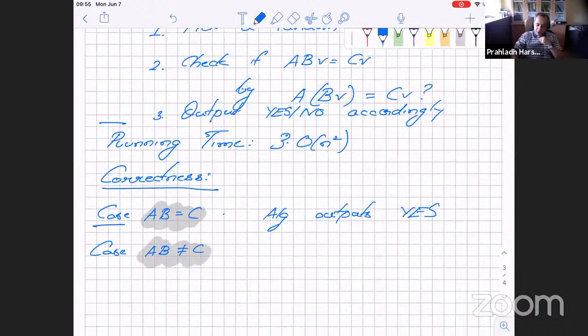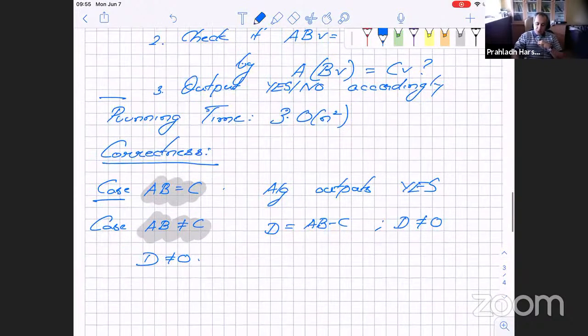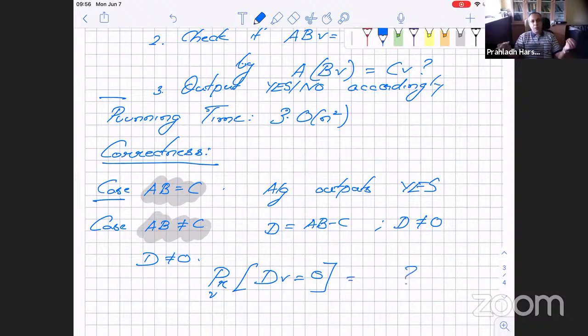So in particular, if you look at this matrix D equals AB minus C, this matrix D is not the zero matrix. It's not the all zeros matrix. And what we are checking is, if D is not equal to 0, what is the probability that when I pick a random V, DV is 0? This is exactly the question we are asking. What's the probability that this happens?